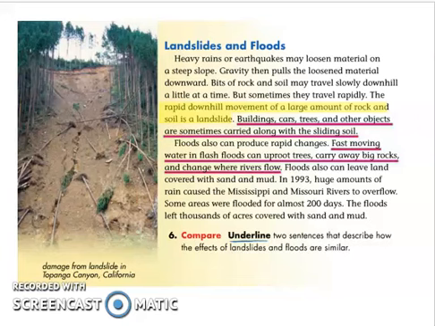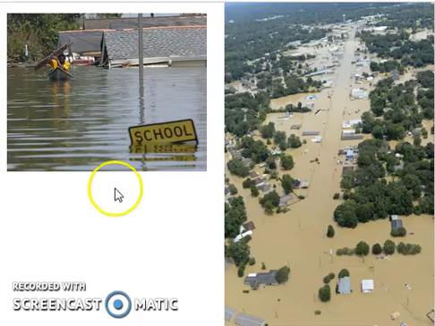Okay, here are some pictures of floods. Floods could damage cities and villages. Look at this one. The whole area and the whole city is damaged because of the overflowing of the river, and it is also because of the heavy rain.